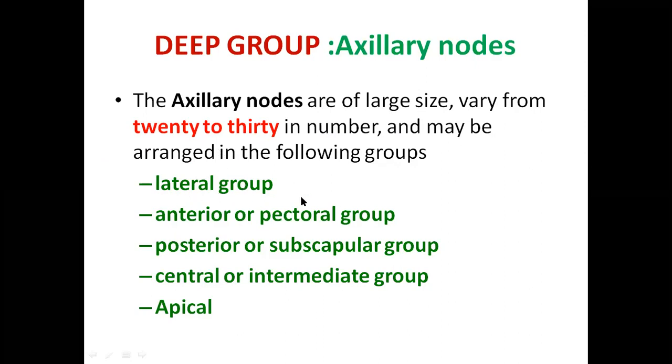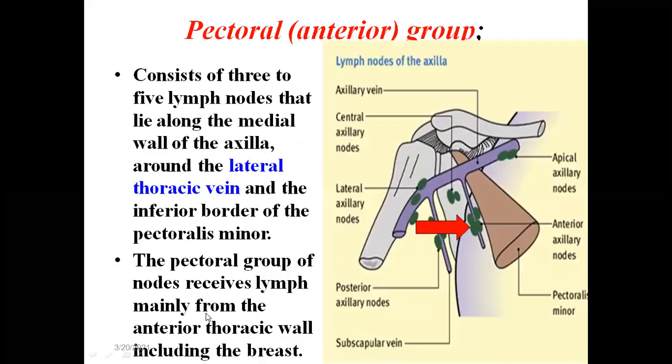We know all this: lateral group, anterior or pectoral group, posterior or subscapular group, central or intermediate group, and apical group. Okay, now let us revise this anterior group. It consists of 3 to 5 lymph nodes that lie along the medial wall of the axilla, around the lateral thoracic vein, and the inferior border of this muscle. What is this? Pectoralis minor. This pectoral group of lymph nodes, that is the anterior group, receives lymph mainly from the anterior thoracic wall, including the mammary gland.